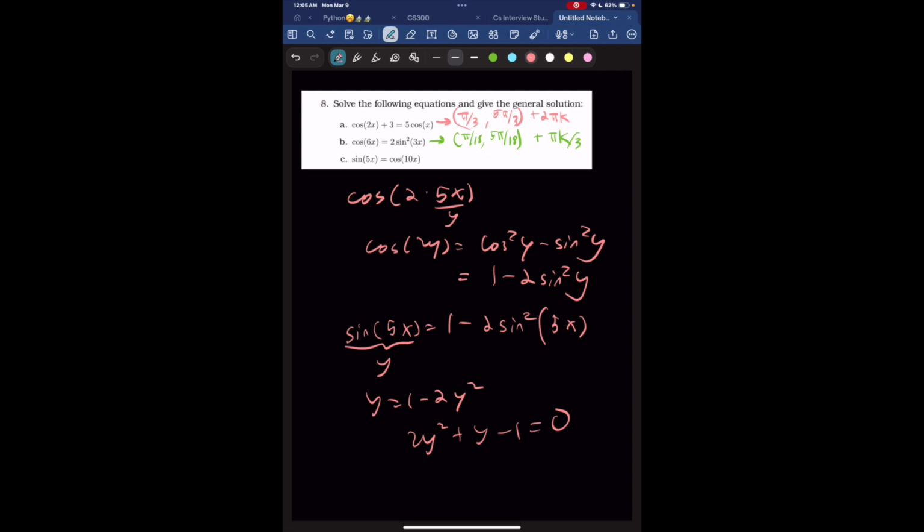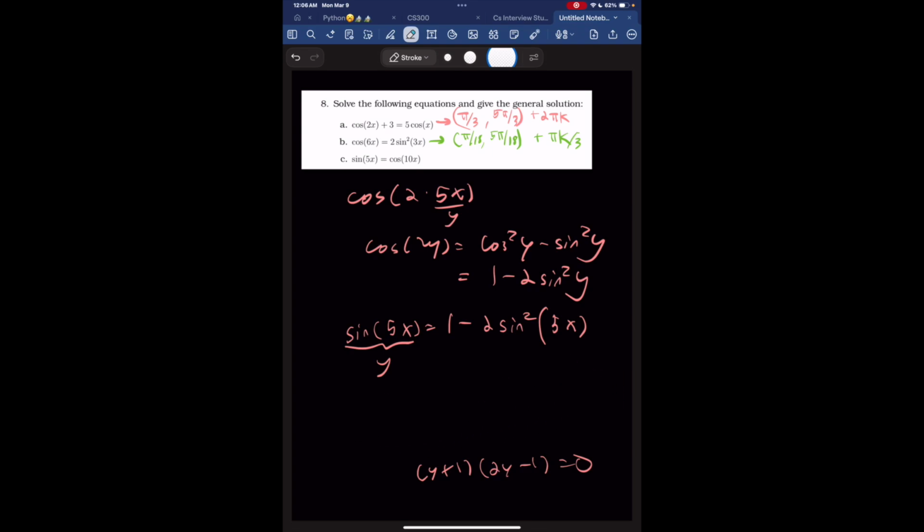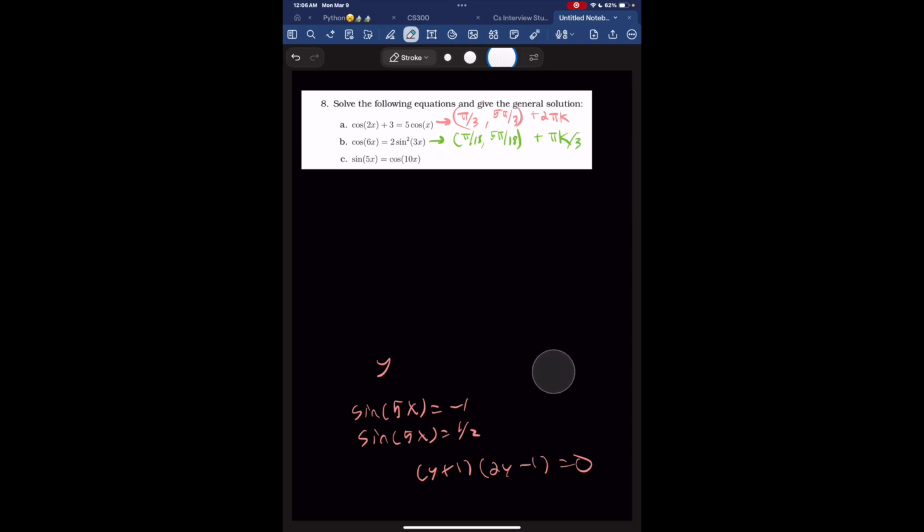So with this, we can factorize it. So 1, 2, 1, 1, 2, 1. This has to be negative. So y plus 1, 2y minus 1 is equal to 0. Now we substitute the value of y back into here. Or before we do that, let's find the solutions of this. y is equal to -1 or 1/2. So y is sine 5x. So sine of 5x can either equal -1 or sine of 5x can equal half.